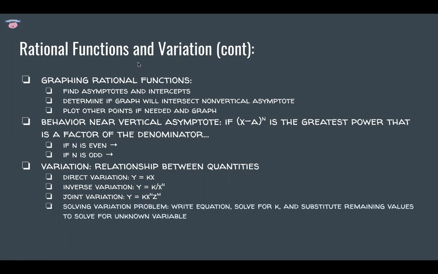But I'll give you an example of a variation problem. To solve it, you write the equation, solve for k, and then substitute the remaining values to solve for the unknown variable. So let's say it's y is equal to k x squared z cubed. This is joint variation. For example, if you know that when x is equal to 1 and z is equal to 1, y is equal to 2, then if you solve it, you get k is equal to 2.